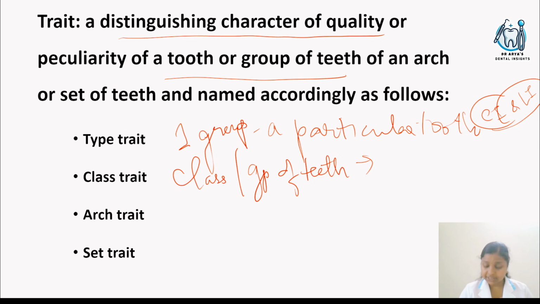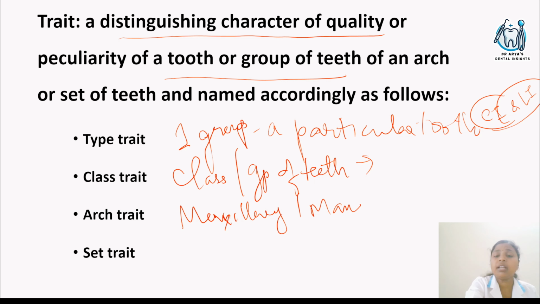Next is arch trait. This is a character or peculiarity of teeth of the maxillary or mandibular arch. So it is based on the arch, maxillary or mandibular. The example is that all maxillary molars have an oblique ridge on the occlusal aspect. So that is maxillary molars having an oblique ridge.